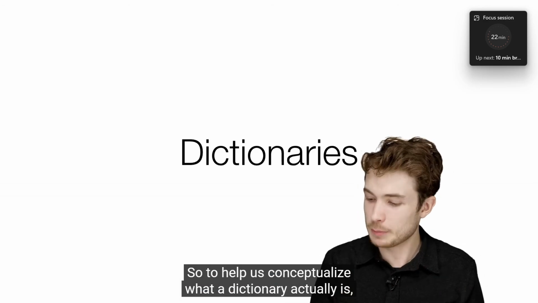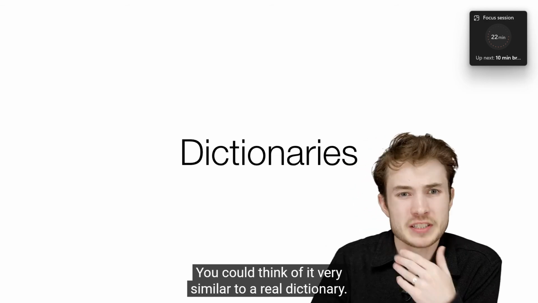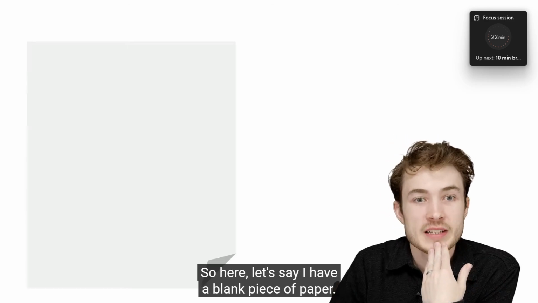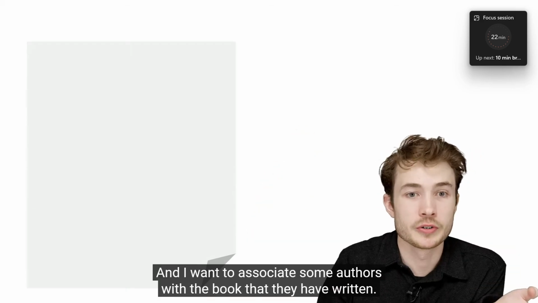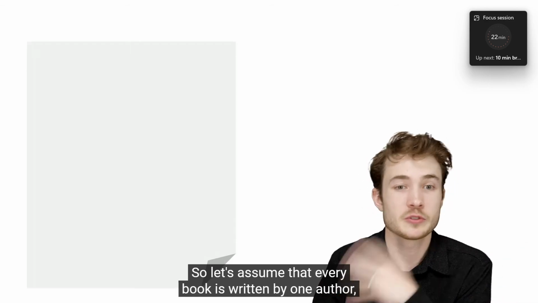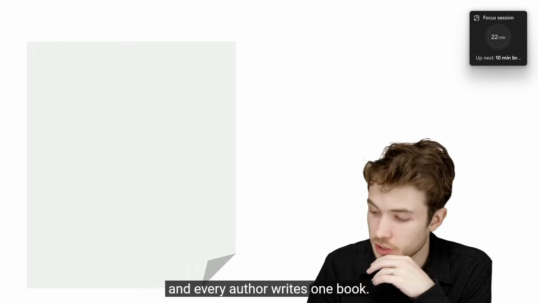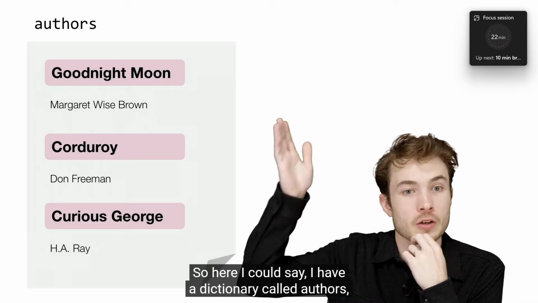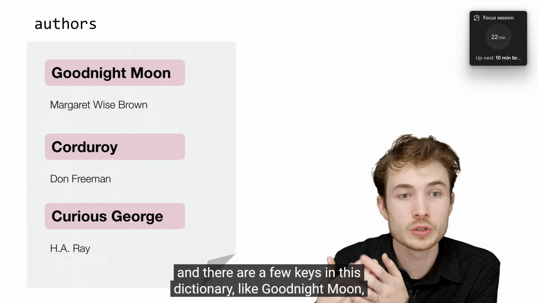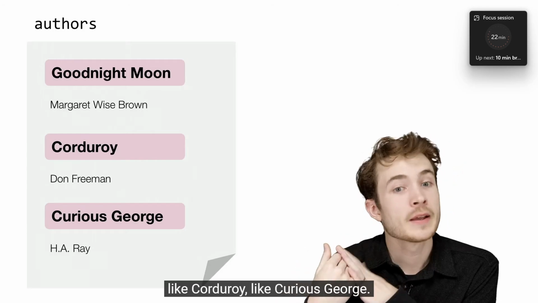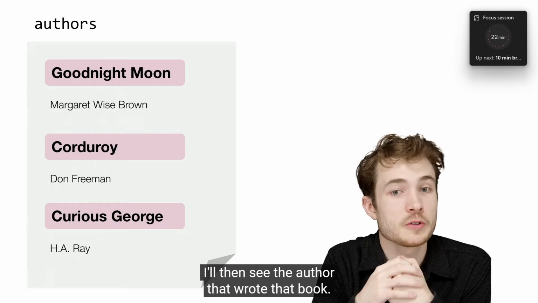So to help us conceptualize what a dictionary actually is, I want to go through a bit of a diagram here. You could think of it very similar to a real dictionary. So here, let's say I have a blank piece of paper, and I want to associate some authors with the book that they have written. So let's assume that every book is written by one author, and every author writes one book. So here I could say, I have a dictionary called authors, and there are a few keys in this dictionary, like Goodnight Moon, like Corduroy, like Curious George. And if I look up those particular titles, just below, I'll then see the author that wrote that book.